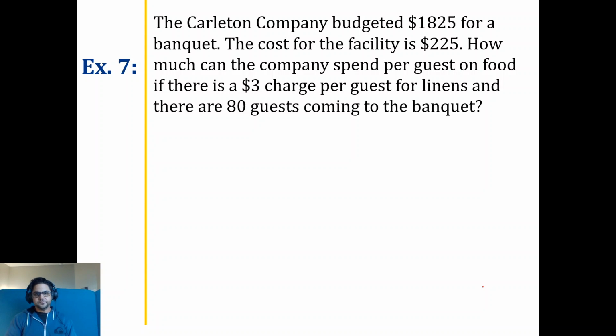Not yet, not yet. The Carleton Company budgeted $1,825 for a banquet. So this is a company, a little bit more money than a family. Okay. The cost for the facility is $225. That's actually probably a steal. It's probably more than that. How much can the company spend per guest on food if there is a $3 charge per guest for linens and there are 80 guests coming to the banquet? So instead of getting a party favor, they get to use like fancy napkins. I don't think they get to take home the fancy napkins though. But it's a similar idea. We're trying to find out, again, food is the unknown.